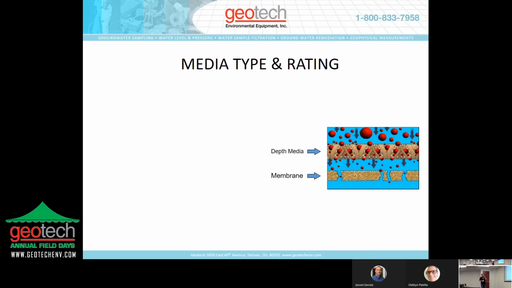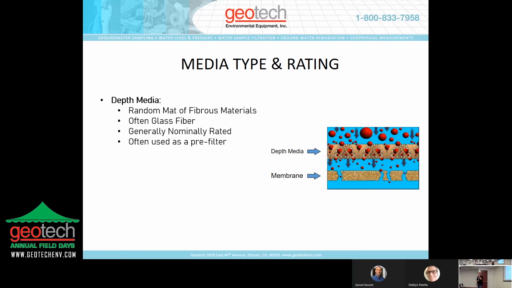So let's talk a little bit more about the media types. Depth media is your primary membrane, which is an absolute membrane. So if it says that it's a 0.45 micron and it's an absolute membrane, it means that it's a true 0.45 micron. Those pores are actually 0.45.